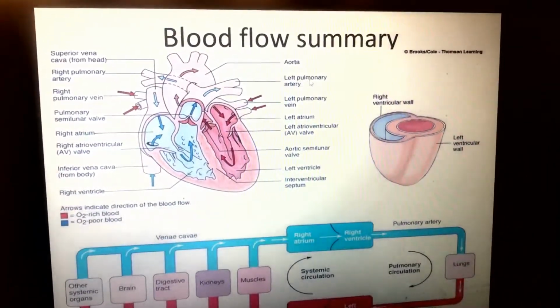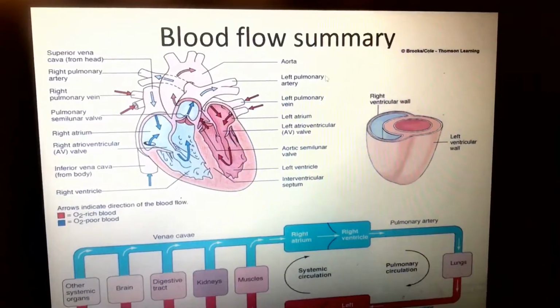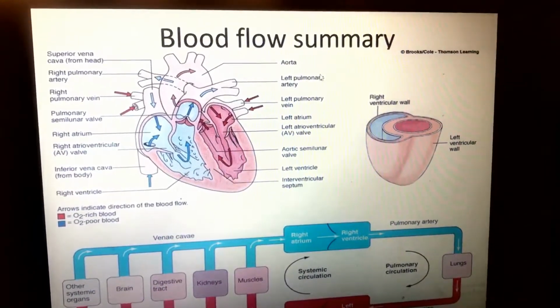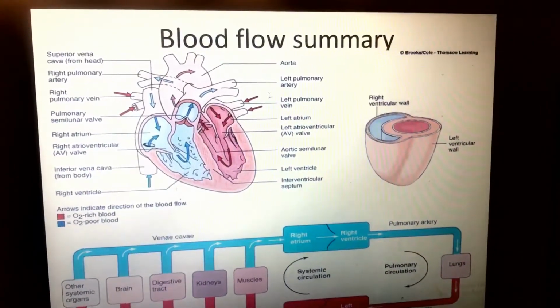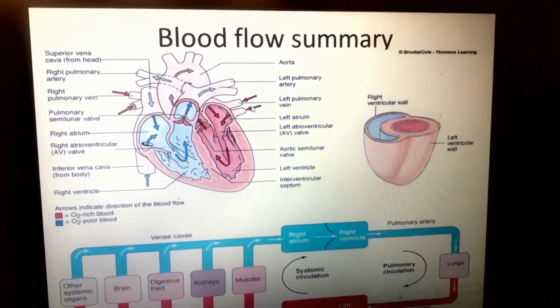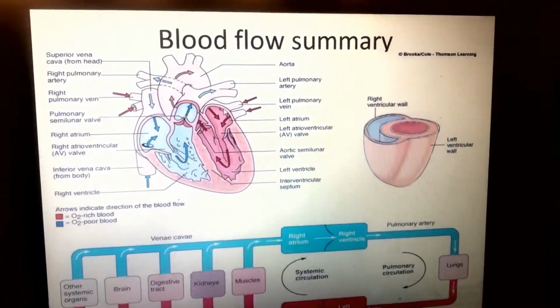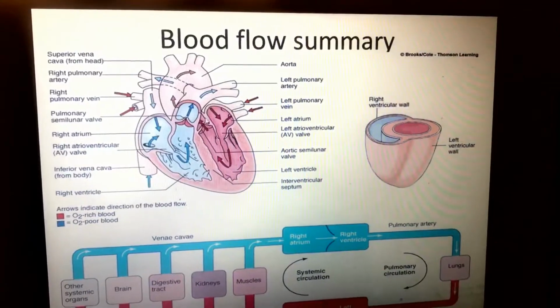When this blood reaches the lungs, there will be a change, and the oxygenated blood returns to the heart via the pulmonary veins. You see, these are the pulmonary veins that enter directly to the left atrium.